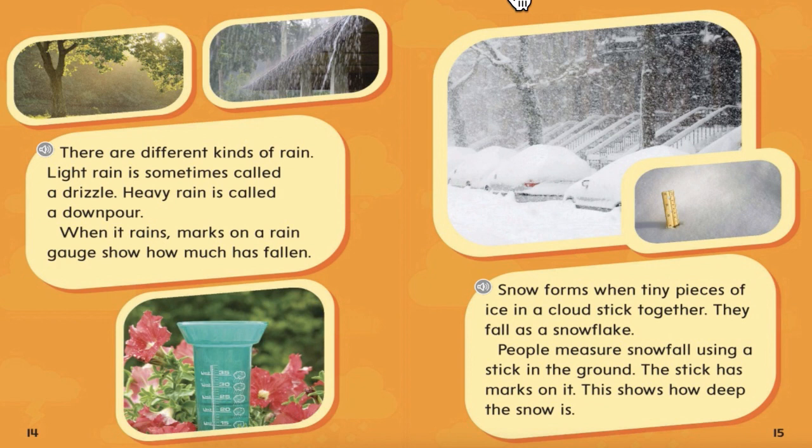Snow forms when tiny pieces of ice in a cloud stick together. They fall as a snowflake. People measure snowfall using a stick in the ground. The stick has marks on it. This shows how deep the snow is.